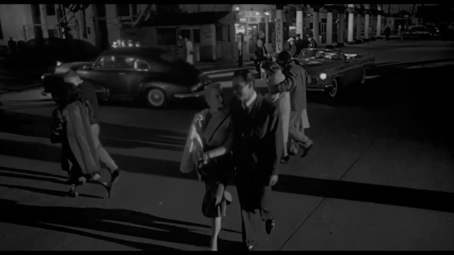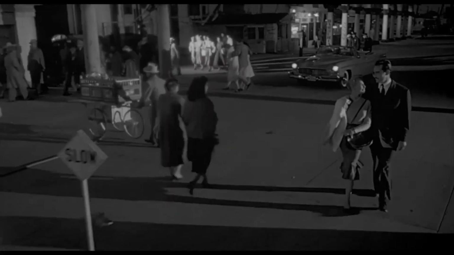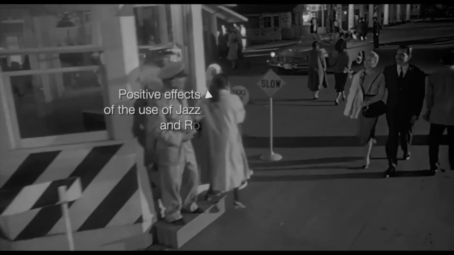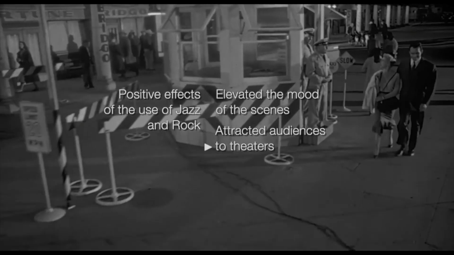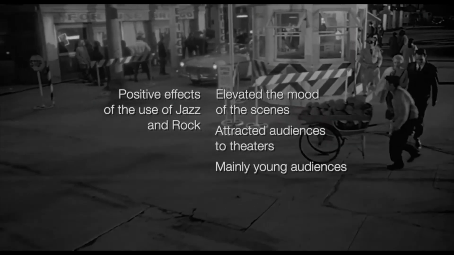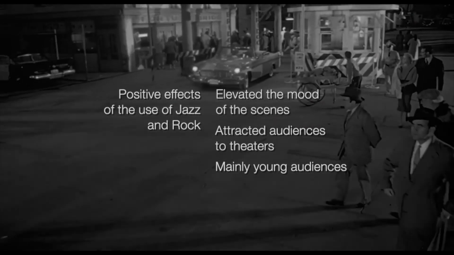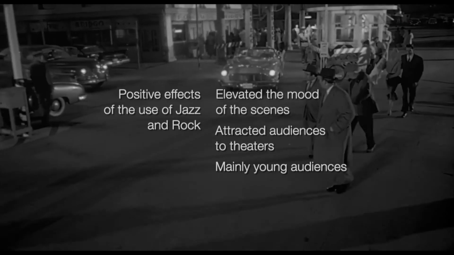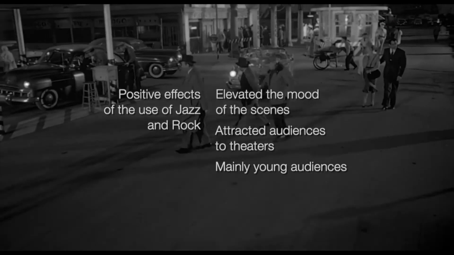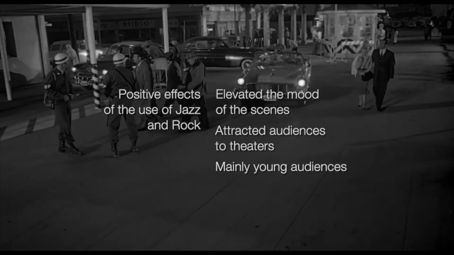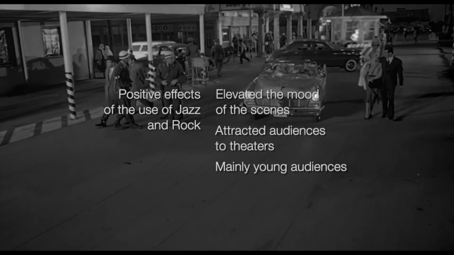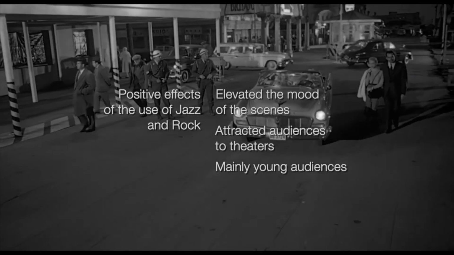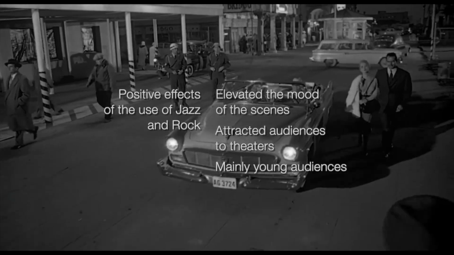The usage of popular music in film, especially with the genres of rock and roll and jazz in the height of the 1950s, had several positive effects to them. Firstly, it elevated the mood of the scenes that these genres were present in, and it also attracted audience members to the theaters. More specifically, young audience members who saw these types of music as a way of expression, or even rebellion, because these genres were associated with sexual themes and themes associated with violence.